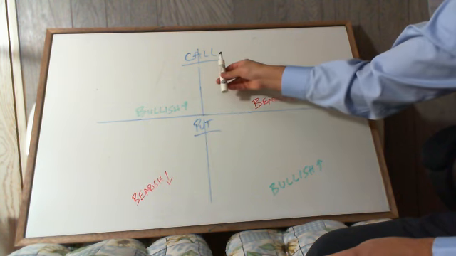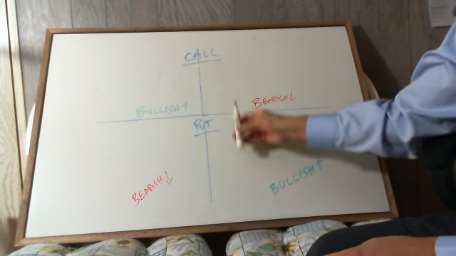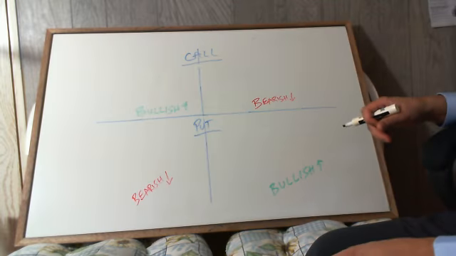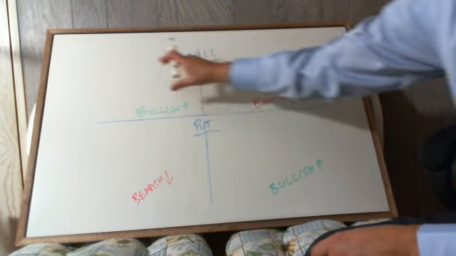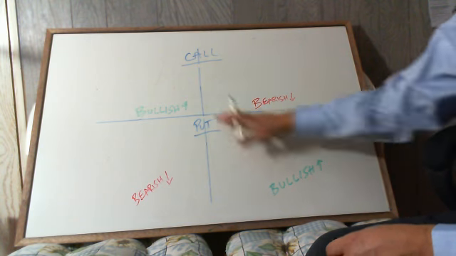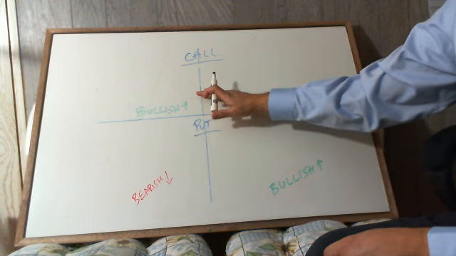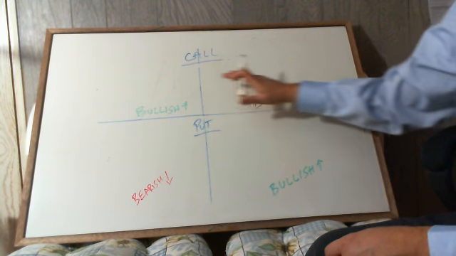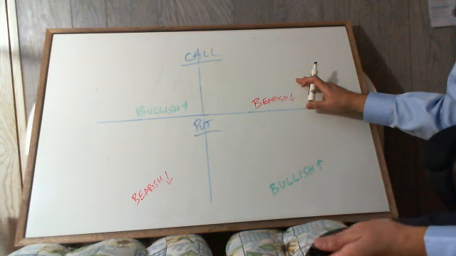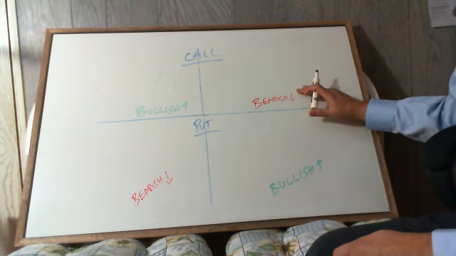So there are two parties involved in a call and two parties involved in a put. Let's first talk about the call. In the case of the call, the person who is bullish expects the stock price to go up. And the person on the other side of the contract, the second person with whom he has the contract, expects the price to go down.